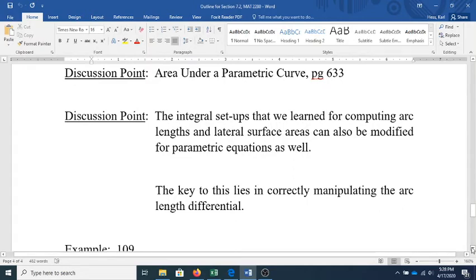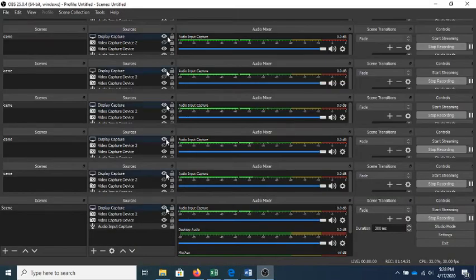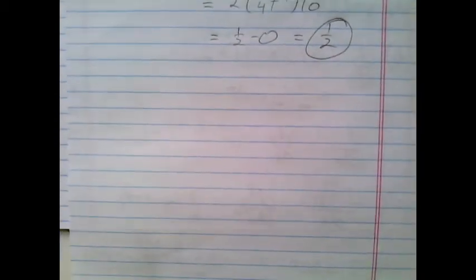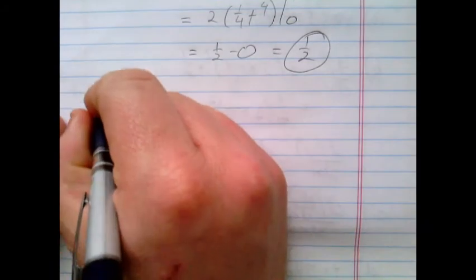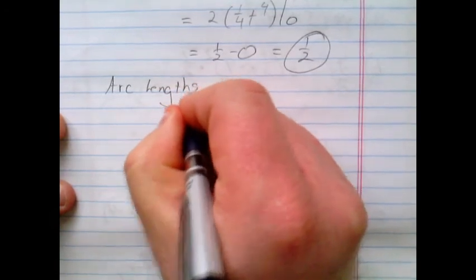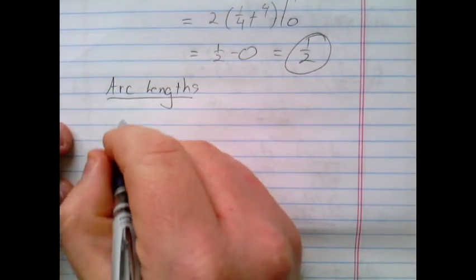Okay, one of the most basic things we used integrals for was finding area under a curve, but we've also used them for computing arc lengths and lateral surface areas, and those formulas can also be manipulated. Okay, let's talk about that a little bit. So remember, for arc lengths, we did this earlier in the term, so I'm going to kind of refer back to what we did.